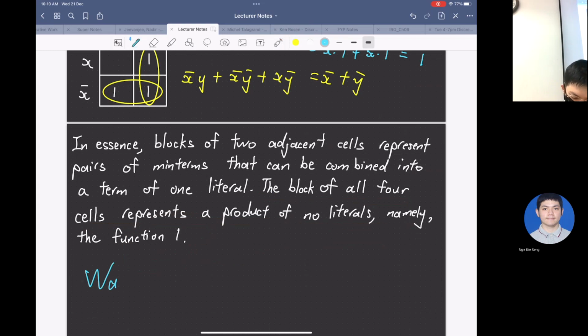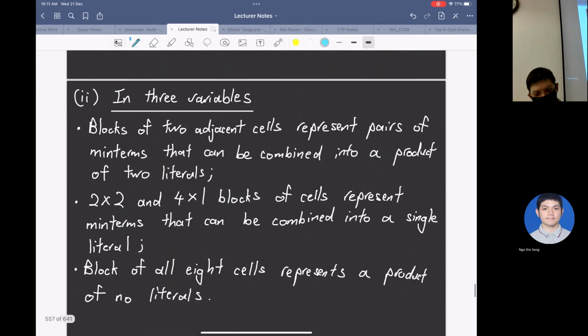But just to note that this one is just for 2 variables. So let's look at the 3 variable case here. In the 3 variable case, 2 adjacent cells will become a product of 2 literals. So just 2 adjacent cells will reduce 1 literal, so 3 literals become 2 literals. A 2 by 2 or 4 by 1 block will become 1 literal, and then a block of all 8 cells will become no literal.